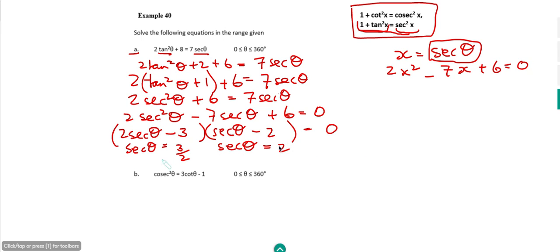So we now want to try and convert that into cos because our calculators don't have a sec function on them. And so what we're going to say is, well, since we know that sec theta is 1 over cos theta, then we can just invert the fraction. So we can flip both sides of these little equations we've got. We can say cos theta then must be 2/3, and the other value is that cos theta is 1/2.